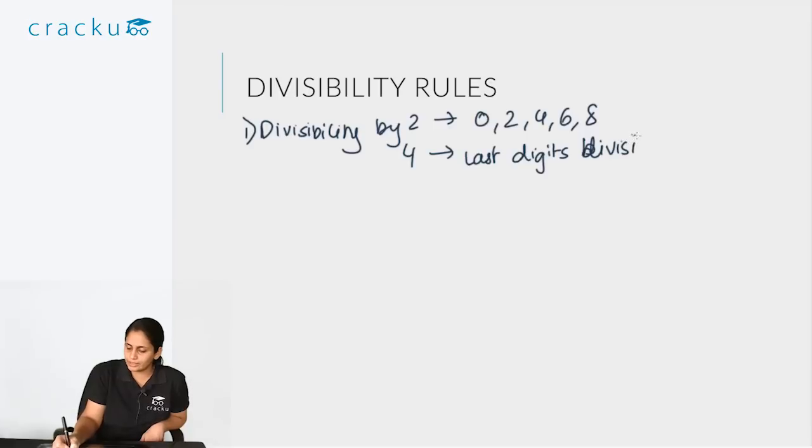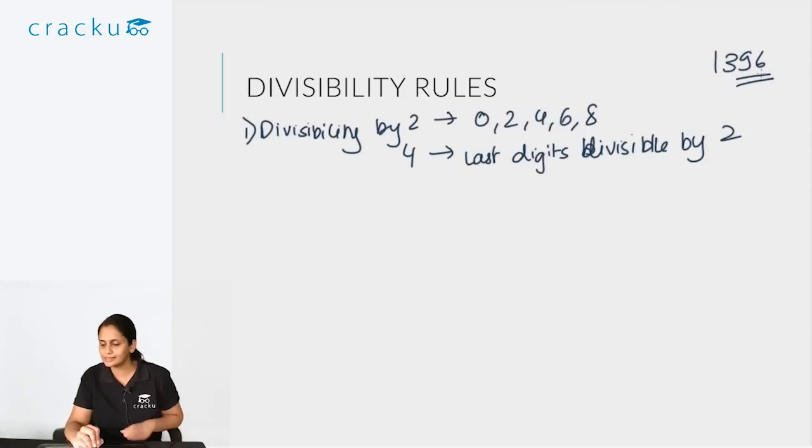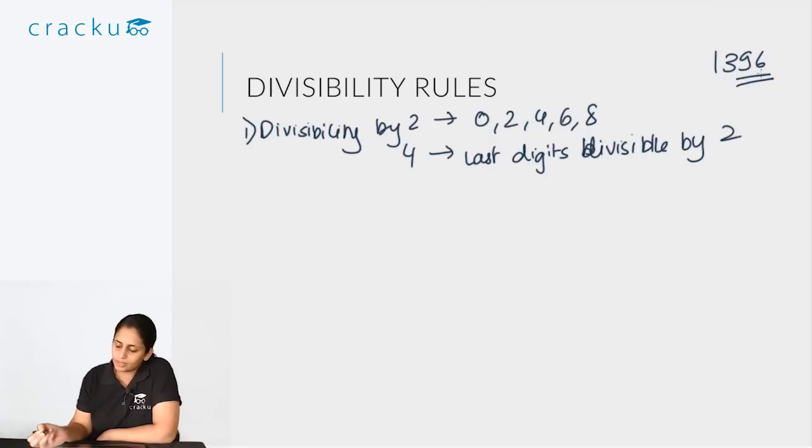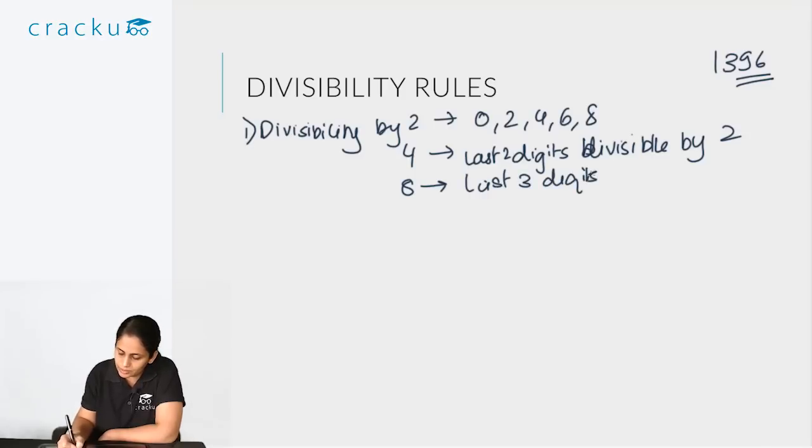So if the number is, say, 1396, you just consider the last 2 digits. The last 2 digits are 96. It is divisible by 4, so 1396 is divisible by 4. In the case of 8, you have to consider the last 3 digits. In the case of 4, the last 2 digits should be divisible by 4. In the case of 8, the last 3 digits should be divisible by 8.